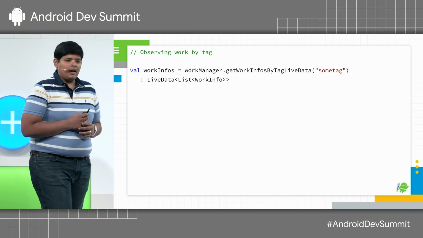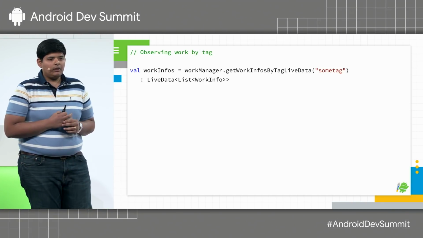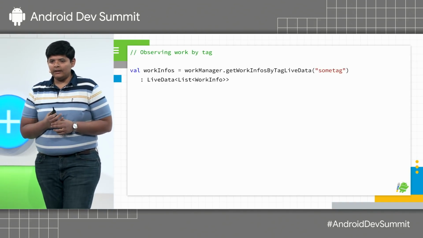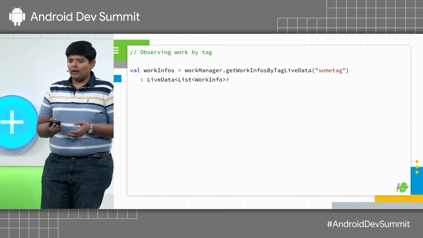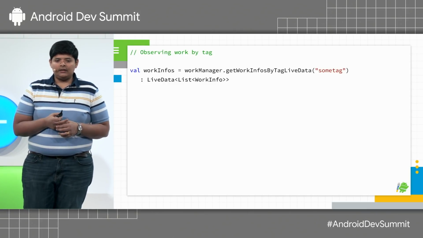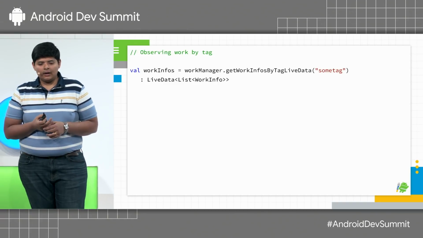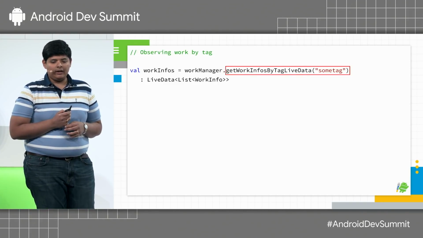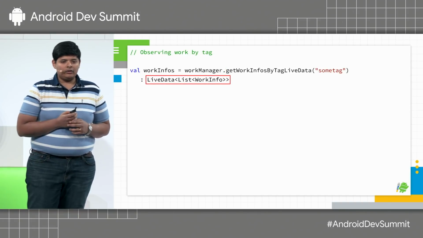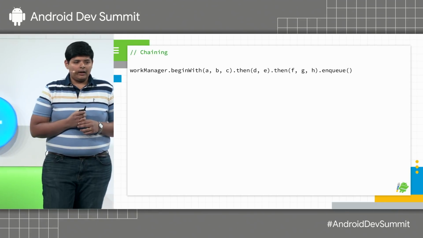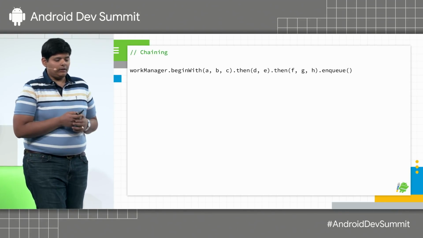Remember that tag that we added when we built the one-time work request? You can also get WorkInfos by tag LiveData. And tag is something that you associate with a work request. And there can be one-to-many. So you can associate the same tag to multiple work requests. And here, I'm calling getWorkInfosByTagLiveData. It returns a LiveData again. Notice how it returns a list of WorkInfo and not a single WorkInfo. And again, I can do the same things that I did in the previous slide.